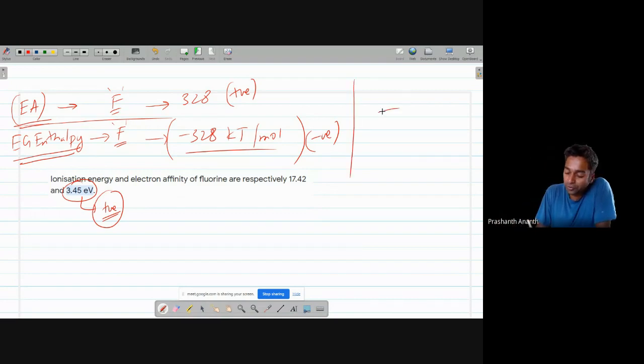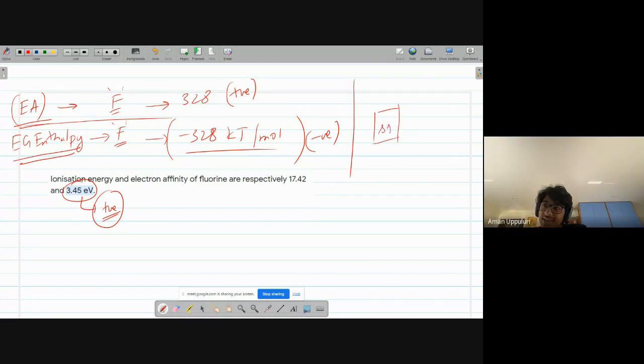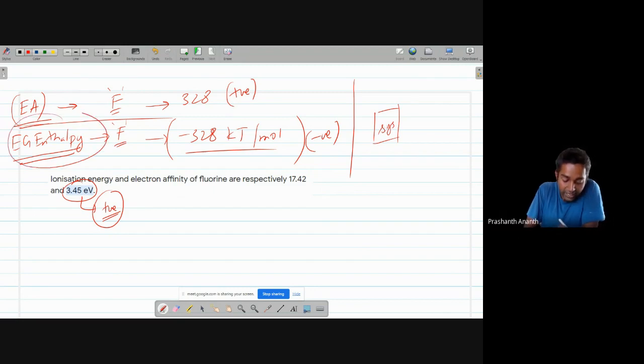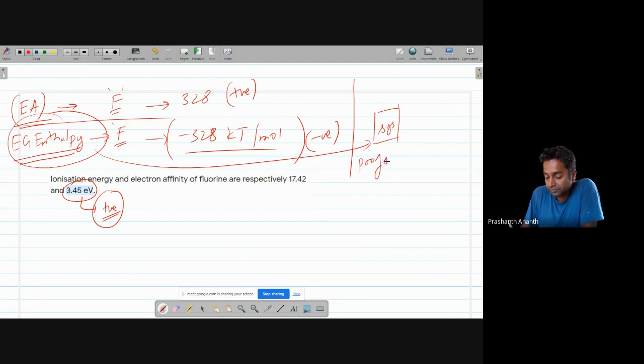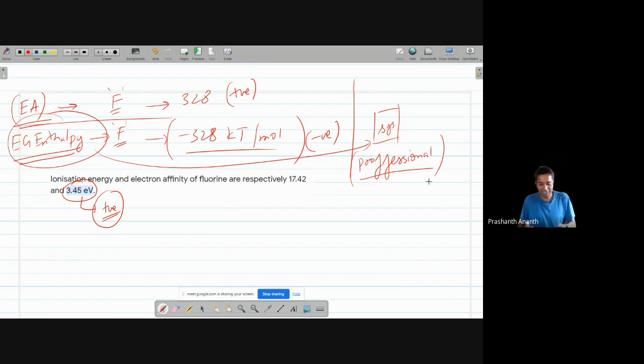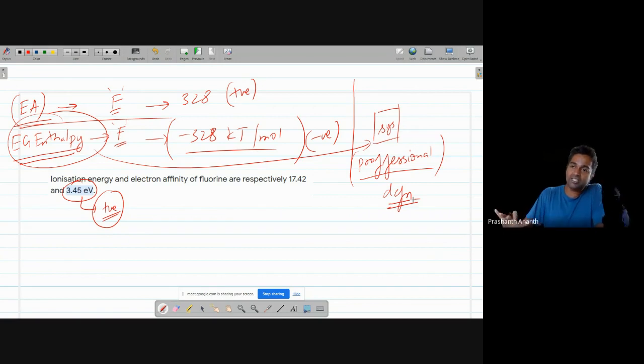Effectively, it's the point of view. That's all. You remember that system? So this electron gain enthalpy is a professional definition. It's a professional definition in the sense that this is after scientists had crystallized out what the subject has to be, how things have to be defined, and from a thermodynamics perspective.